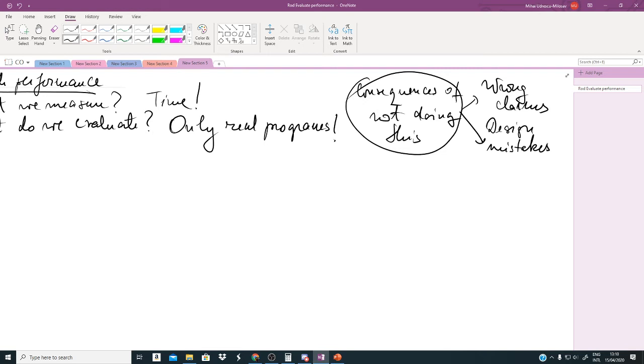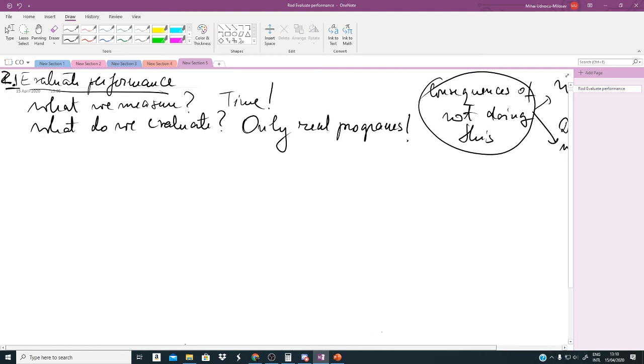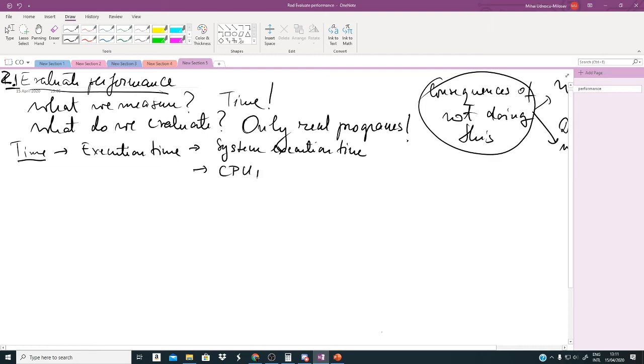Now, when we talk about time, let's analyze this. So first, we'll analyze time. When we are talking about time, we have to say that this execution time, when we consider it, is of two types. Well, the system execution time, and CPU execution time, or in short, CPU time.